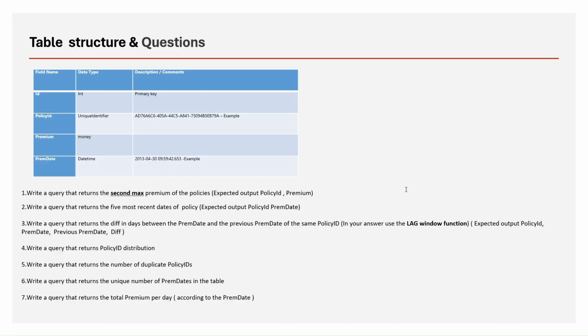So here in the interview assignment, given that table structure: ID, data type is INT, and we define this as a primary key. Policy ID, data type is unique identifier. Premium, data type is money. PremDate, data type is date. So here we have 7 queries on the policy data table. So let's move on to SQL Management Studio.